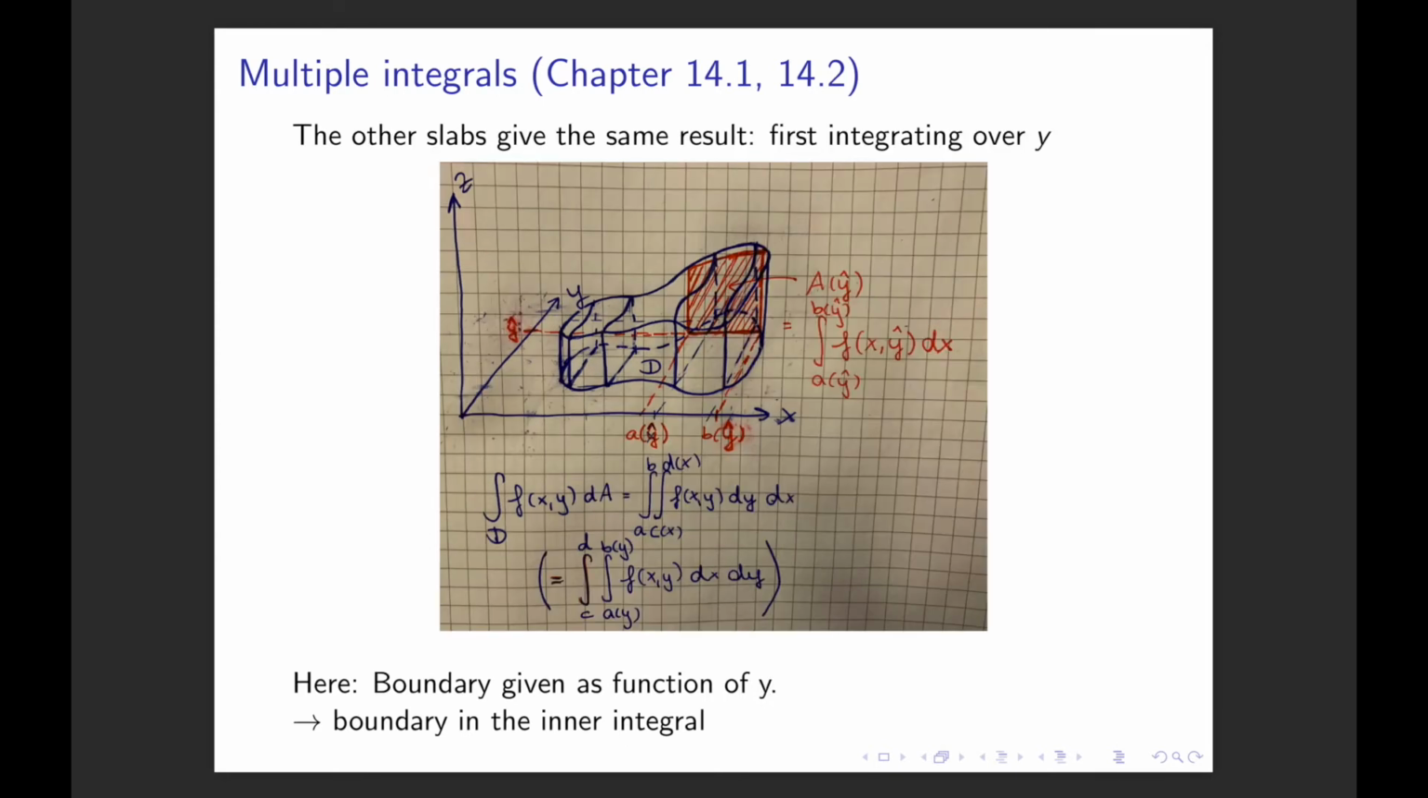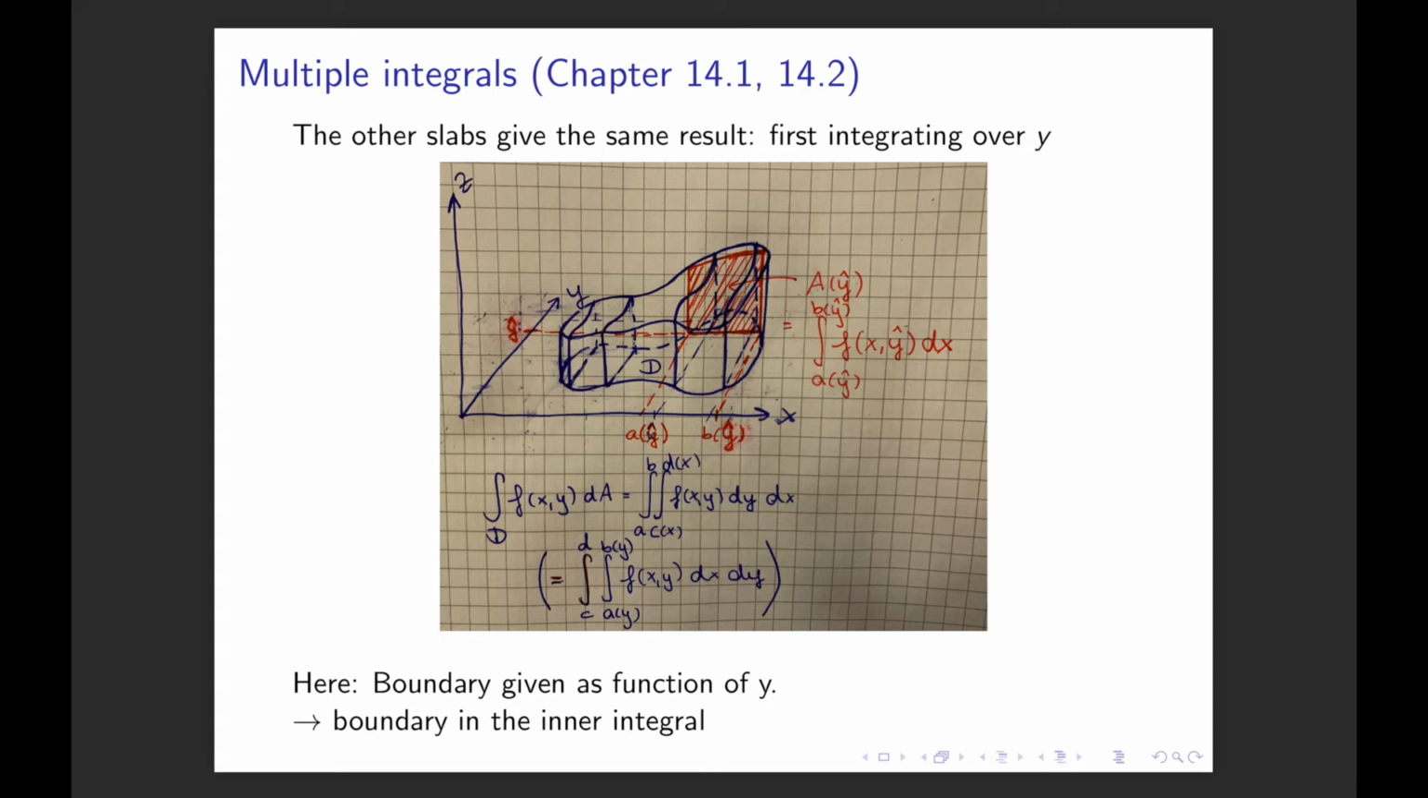Again, of course, we can change the order of our variables and first integrate over x. So first look at slabs parallel to the xz plane. Then we need our domain to be given as two functions, a of y and b of y, for the boundaries of the integral that is first in x direction. Unfortunately, I used a non-erasable pen for the slabs I drew beforehand. So here this is about the red stuff.